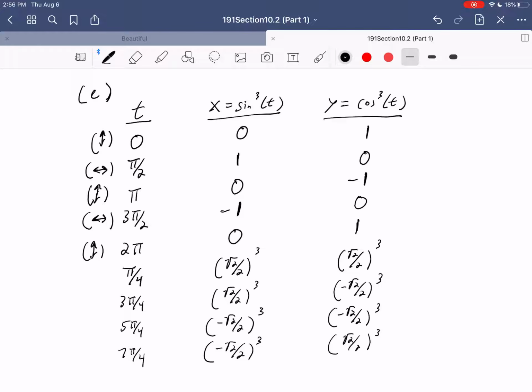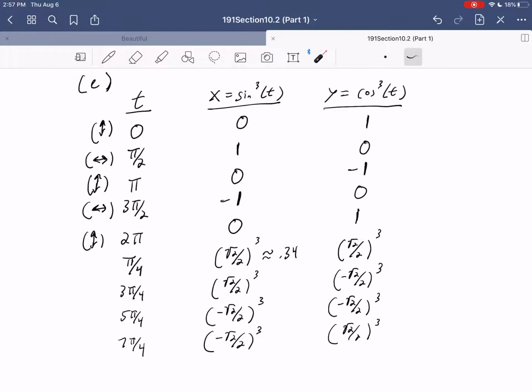It might not hurt to get a rough approximation for those. So square root of 2 over 2 is roughly about 0.7, and if you cube that, you get roughly about 0.34 or so. So we can say that these are all going to be about 0.34. It doesn't really matter, as long as we know whether they're positive positive, positive negative, negative negative, or negative positive. We're just trying to get a rough graph here.